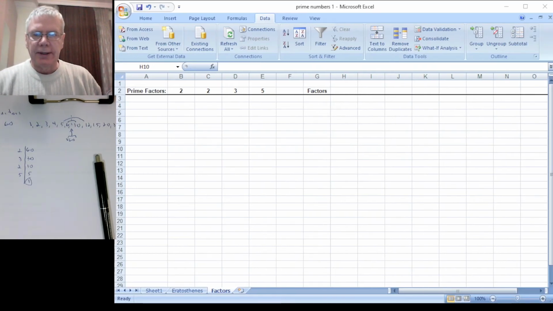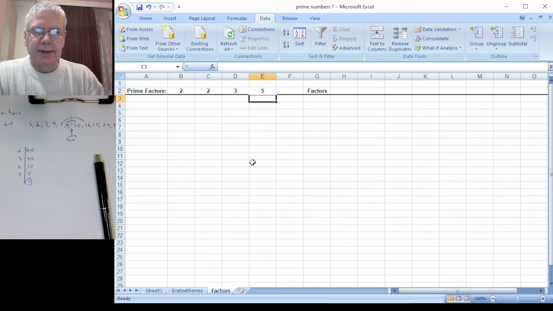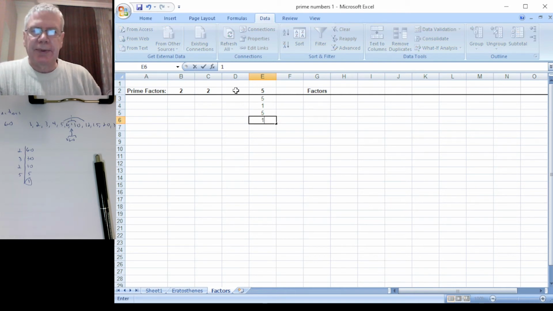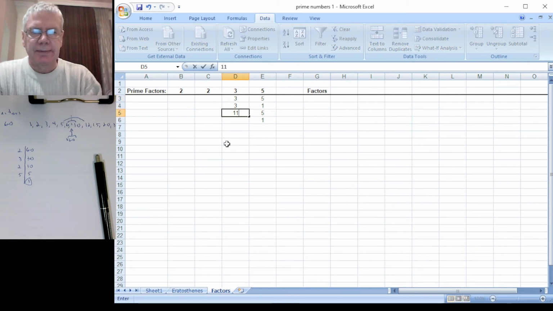So here we are on Excel. And I started out by putting in my prime factors. 2 2s, a 3, and a 5, and I'm going to generate all the factors. So I'm going to build this kind of like I would with the truth table, if you're familiar with powers of 2. I'm just going to alternate 5, 1, 5, 1. I'm going to alternate each one. And the 3, I'm going to alternate every 2. 2 3s, 2 1s.